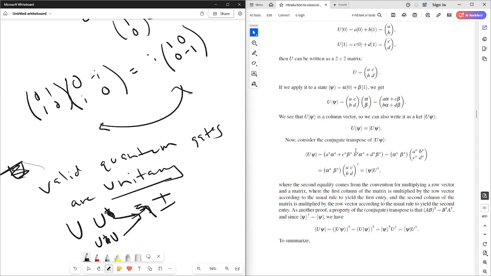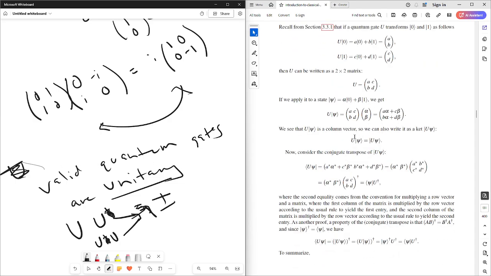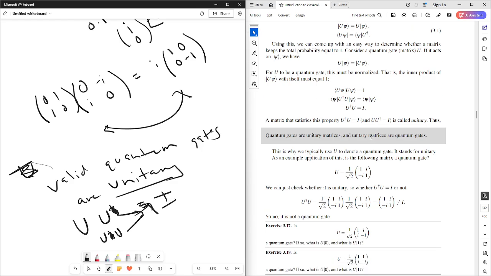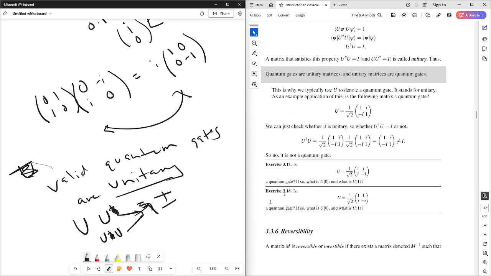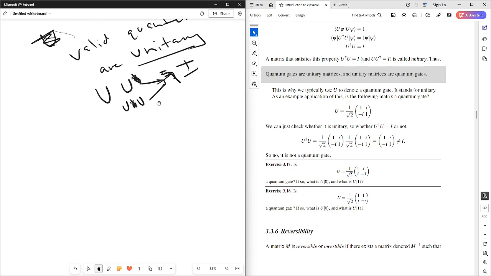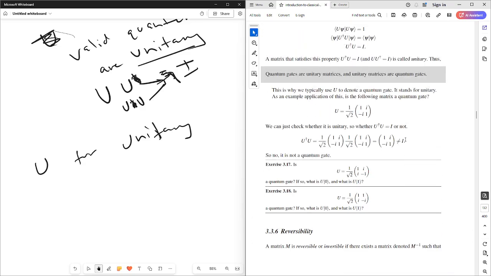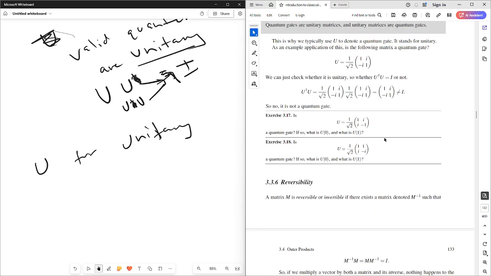We can work through this. Are you guys interested in working through the actual proof of this, or are we good with that? All right, we'll move on from that. So that's also why we use U. U for unitary.